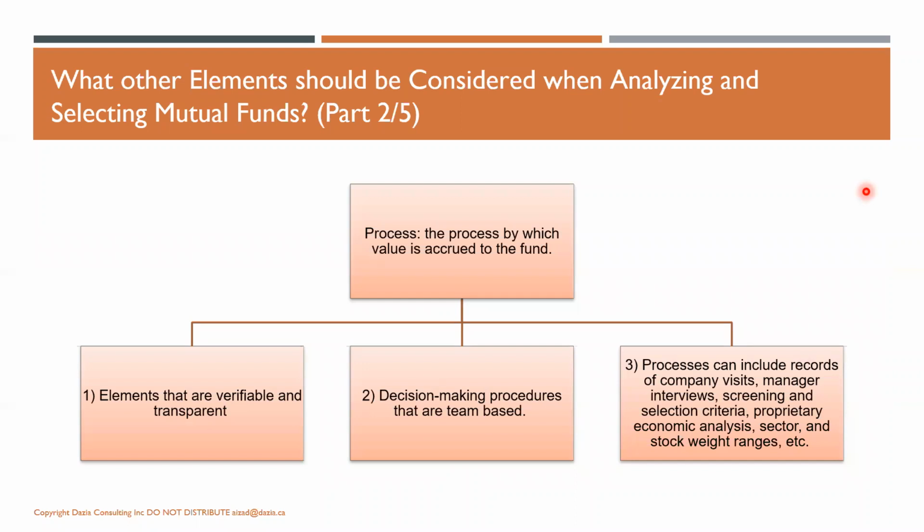The other thing to do is look at the overall processes by which value accrues to the fund. There are things you can see overall. For example, records of company visits. Did the portfolio manager go and visit the companies they're investing in? Did they do manager interviews? What are their screening and selection criteria? How do they decide which type of mutual fund or which type of stocks to invest in? Do they analyze the economy? Do they analyze the sectors? These are things to look at. What is their process for that mutual fund, how they decide on investments.